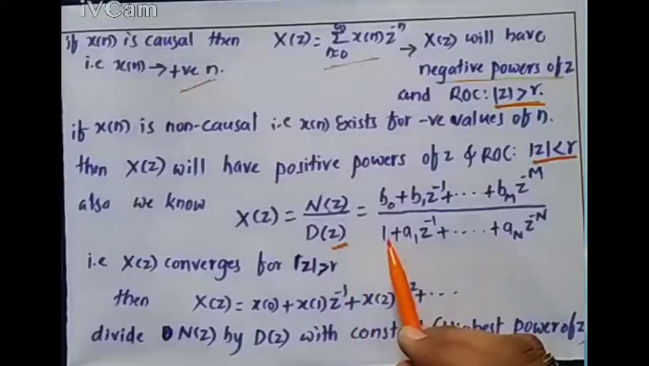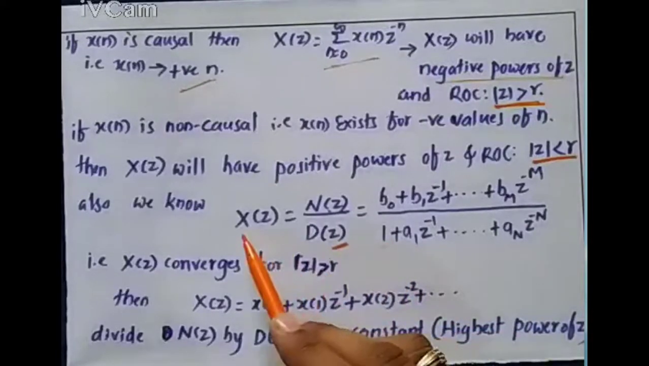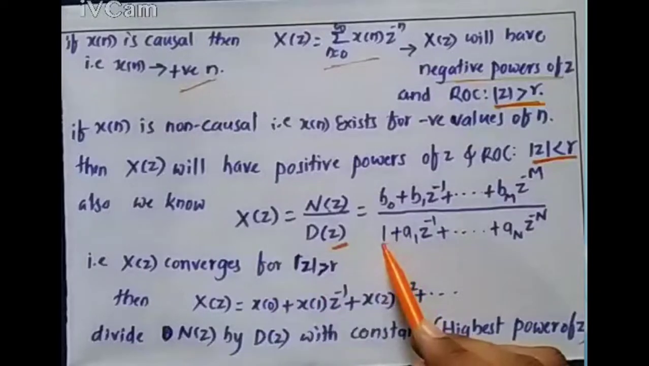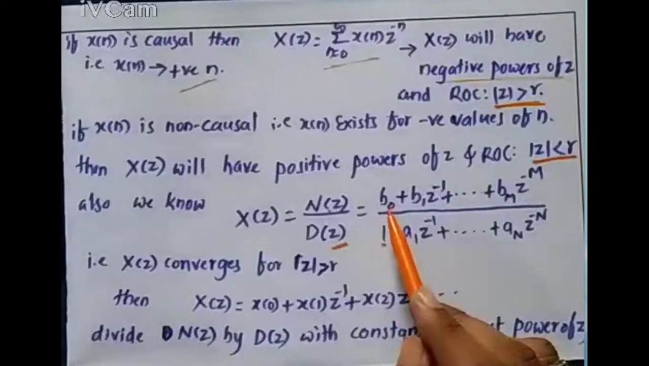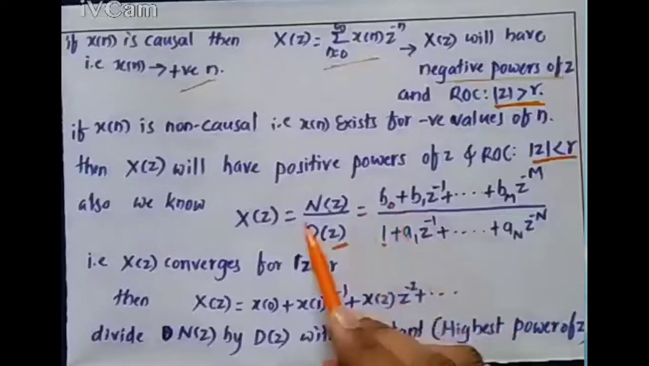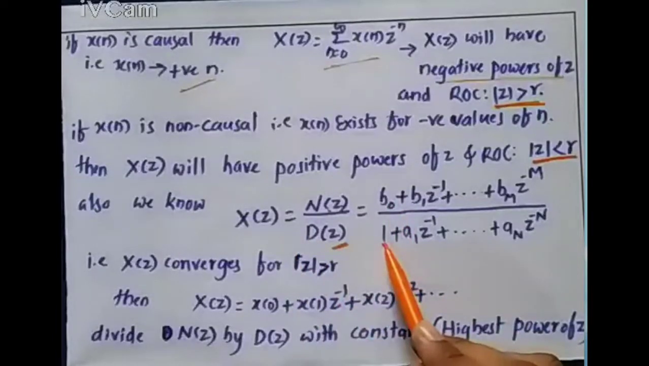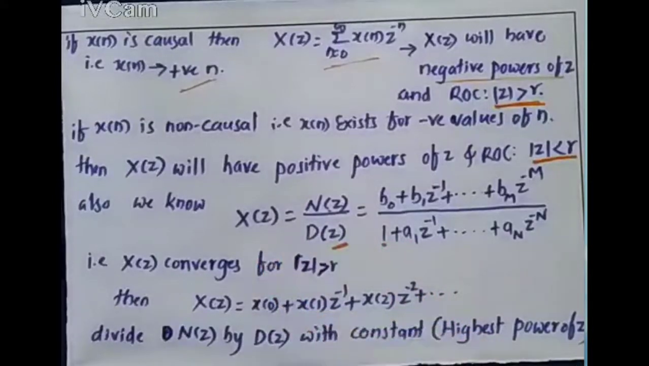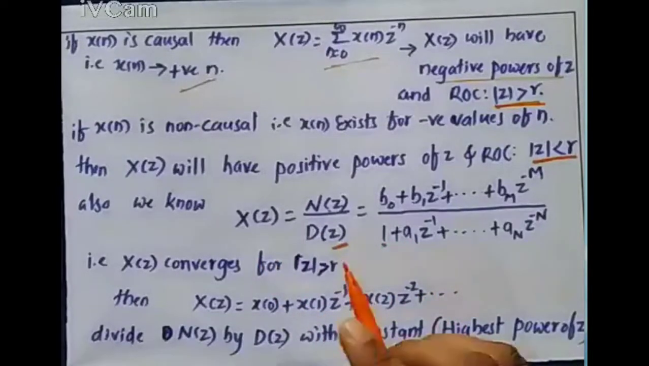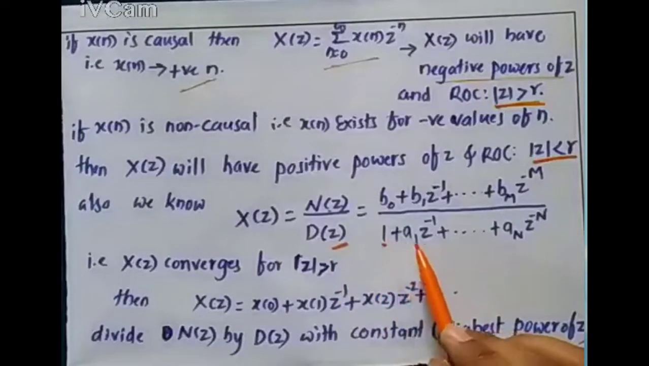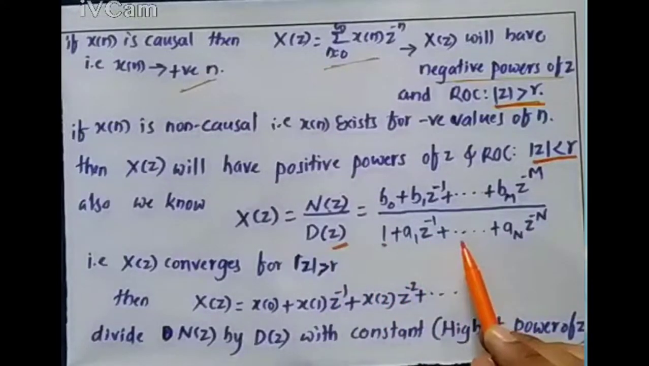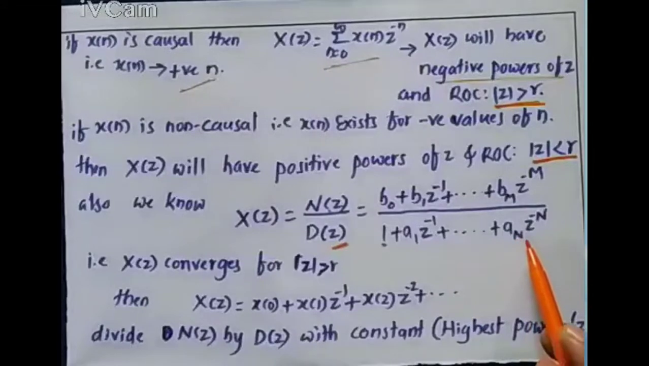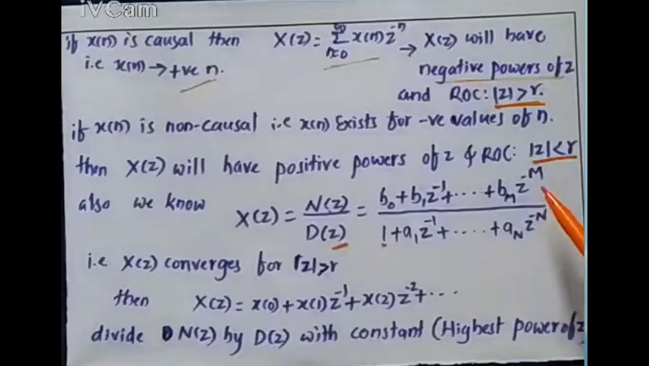at least one non-zero constant will be there. For the existence of x of z, that's why this term will be 1 here. If b0 is 0, that can be acceptable, but the denominator must not be 0, otherwise x of z doesn't exist. So the denominator polynomial is 1 plus a1 z power minus 1 plus a2 z power minus 2, and it will go up to an z power minus n, that is the nth pole. So it depends on this polynomial.